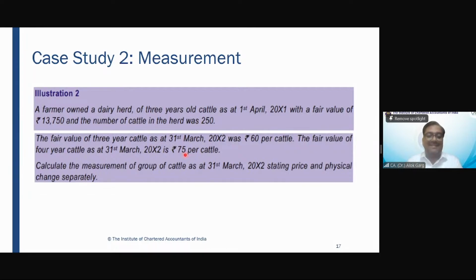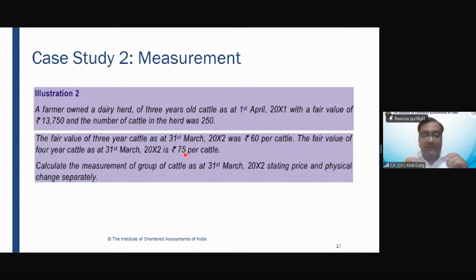What is the physical change? If I talk about fair value change, what is the change on account of price? What is the change on account of physical? Change on price is 75 minus 55. What is the total change in fair value? It was 55 rupees. Now it becomes 75 rupees, correct? Because it is a 4-year-old cattle. Correct? Yes, sir.